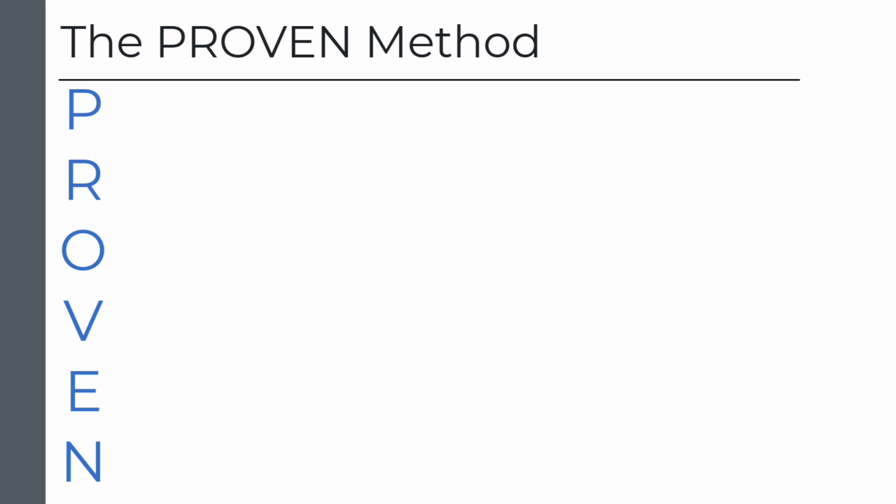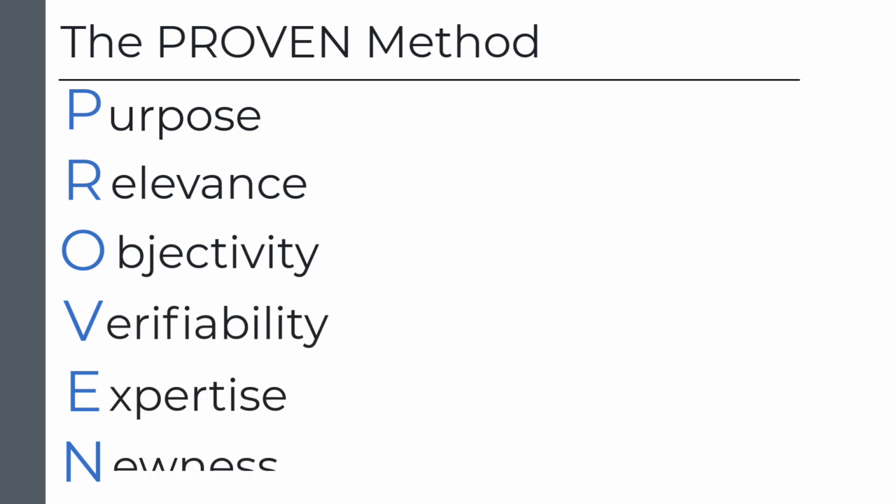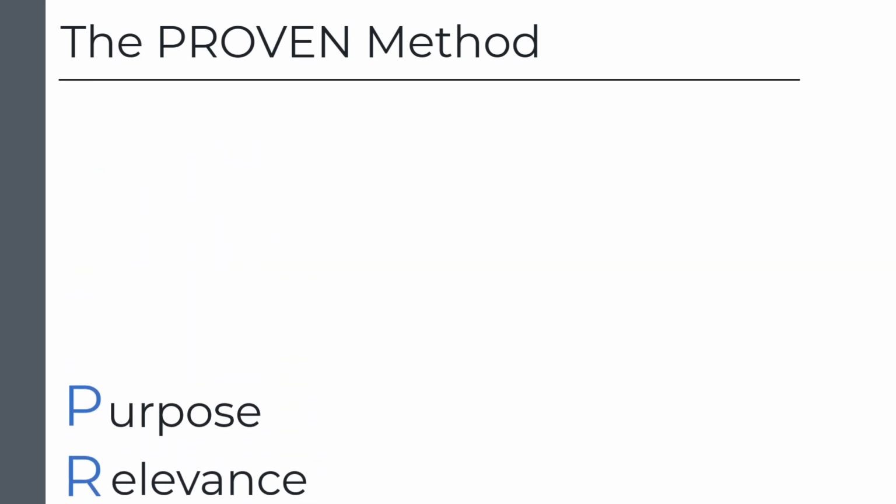PROVEN stands for purpose, relevance, objectivity, verifiability, expertise, and newness. These six criteria allow you to evaluate both what a source says and how and why it says it.